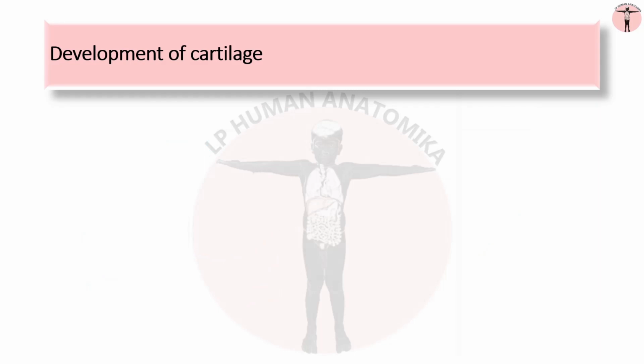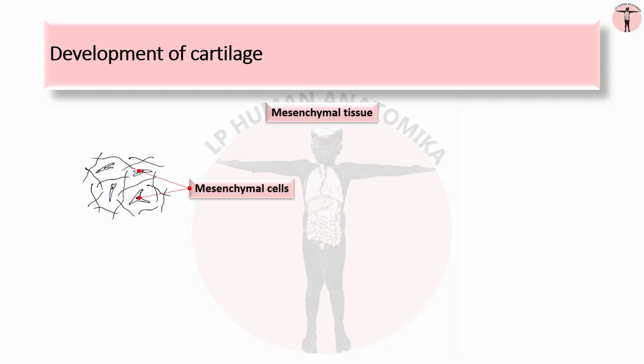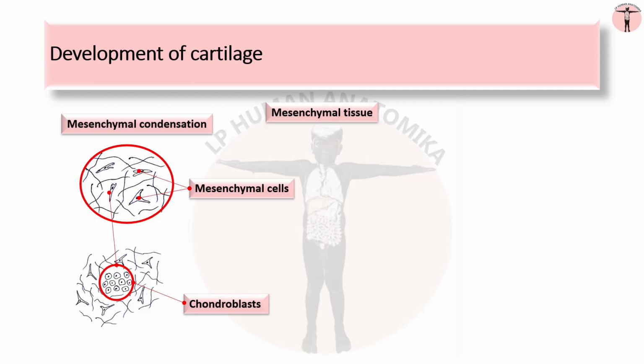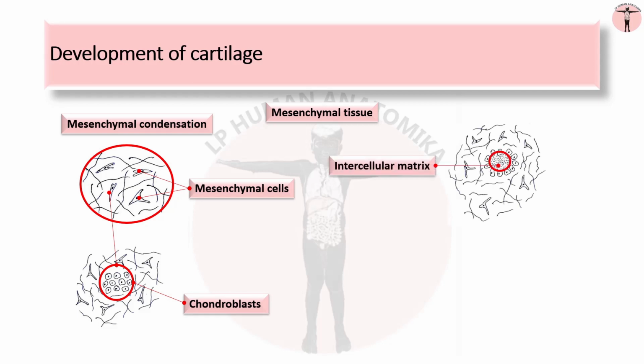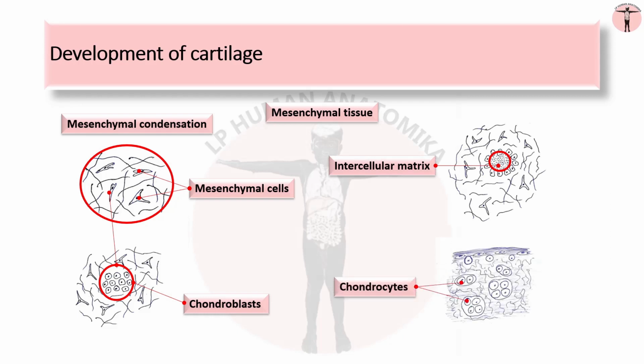Before going into the details of bone development, let us look at the formation of cartilage. Cartilages are derived from mesenchymal tissue. The following are the stages of formation. Mesenchymal cells become closely packed to form the mesenchymal condensation in the region of cartilage formation. Mesenchymal cells differentiate into chondroblasts. Chondroblasts deposit intercellular matrix and differentiate to form chondrocytes. Mesenchymal cells surrounding the cartilage form perichondrium.